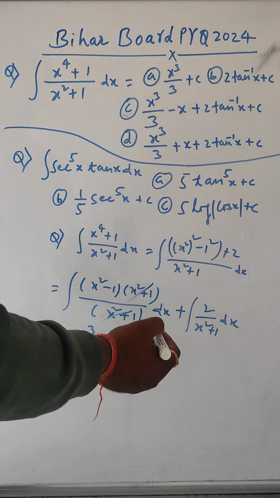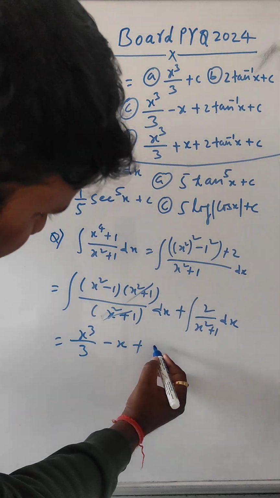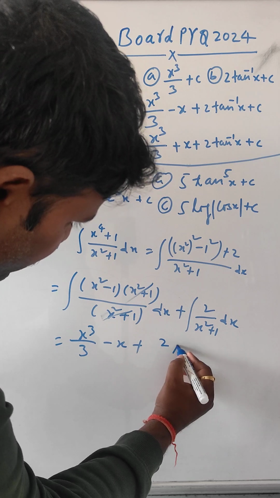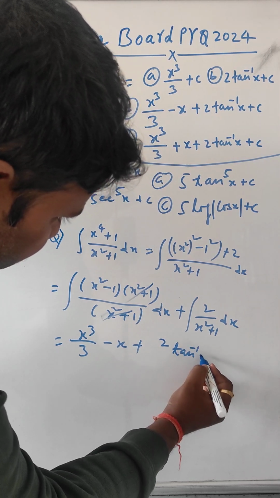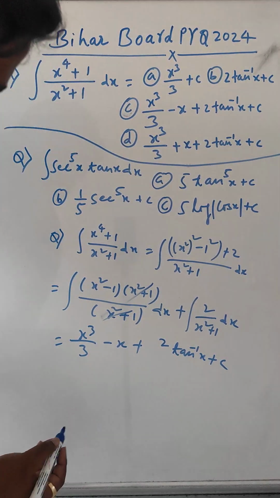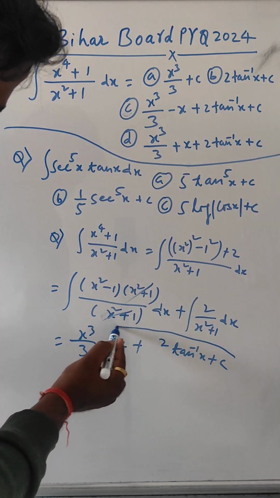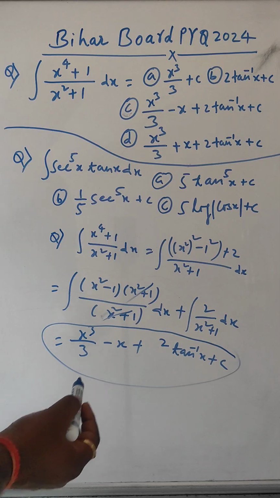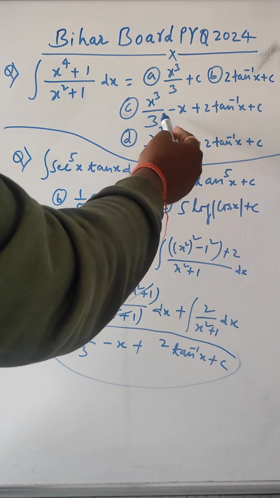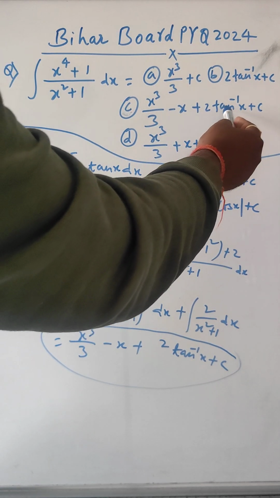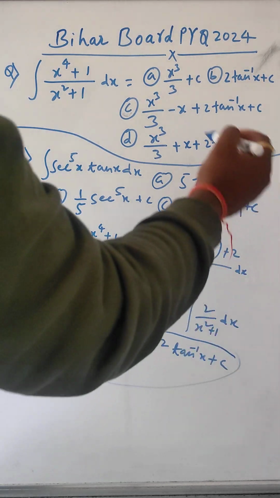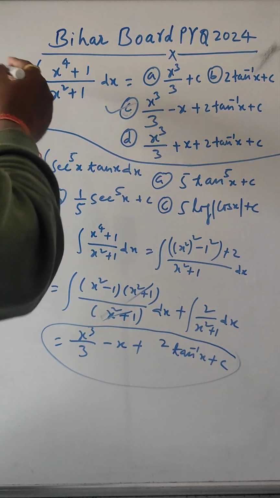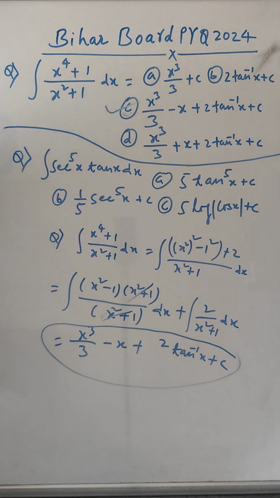What is the integration of that? Tan inverse x. So 2 tan inverse x plus c. So this is the answer to your first problem. Which option is correct? x^3/3 minus x plus 2 tan inverse x plus c. So this is the correct answer for the first problem. Okay, so we can erase this and do the second one.